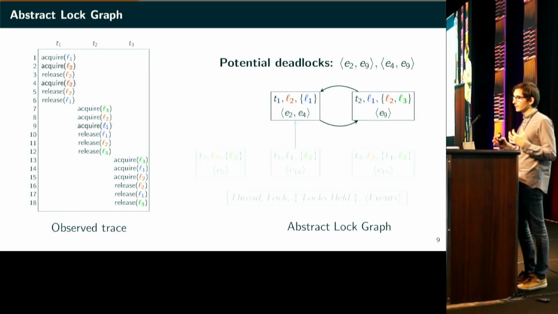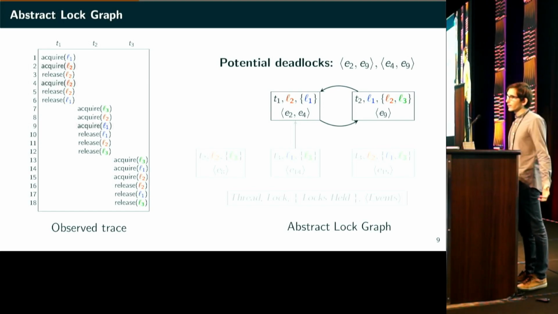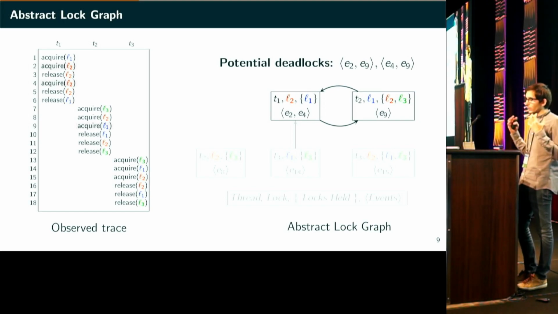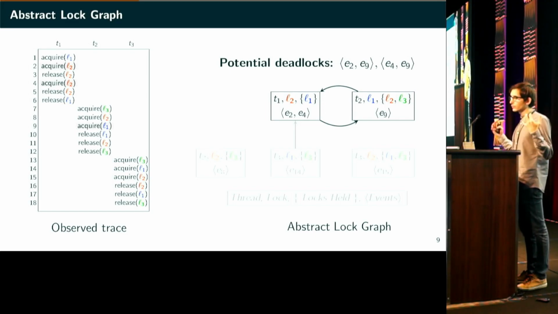And by grouping the potential deadlocks together in this way, we gain efficiency in identifying them. But of course, this lock graph is only a heuristic, so there can still be exponentially many cycles in this graph. But in our experiments, we observe that this is often a good abstraction.